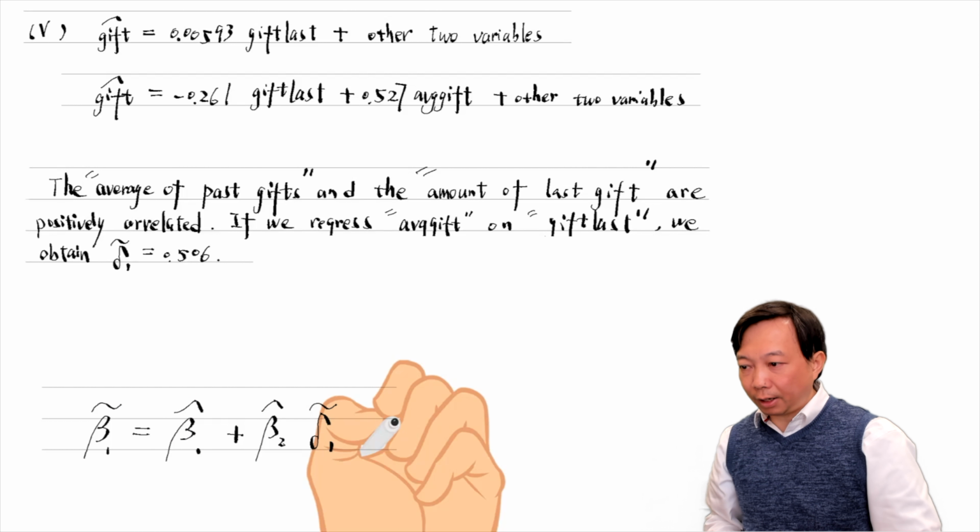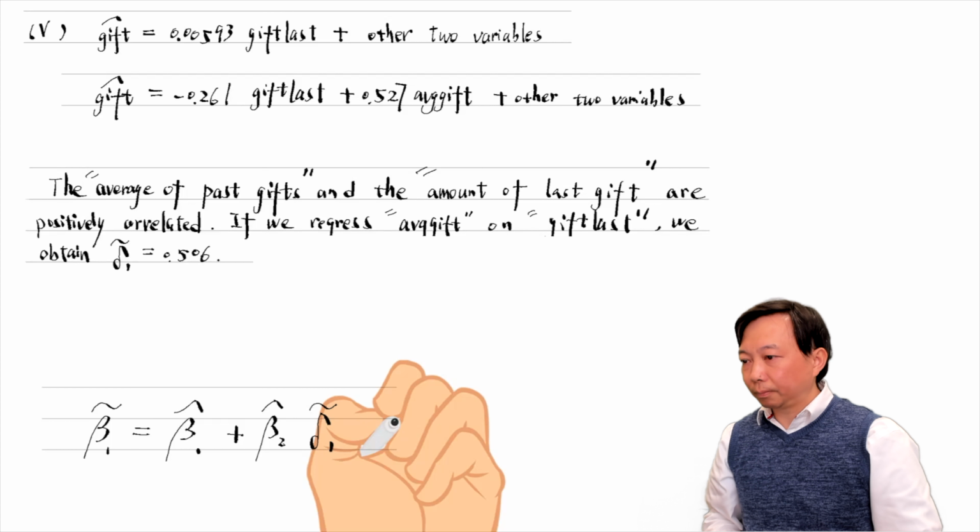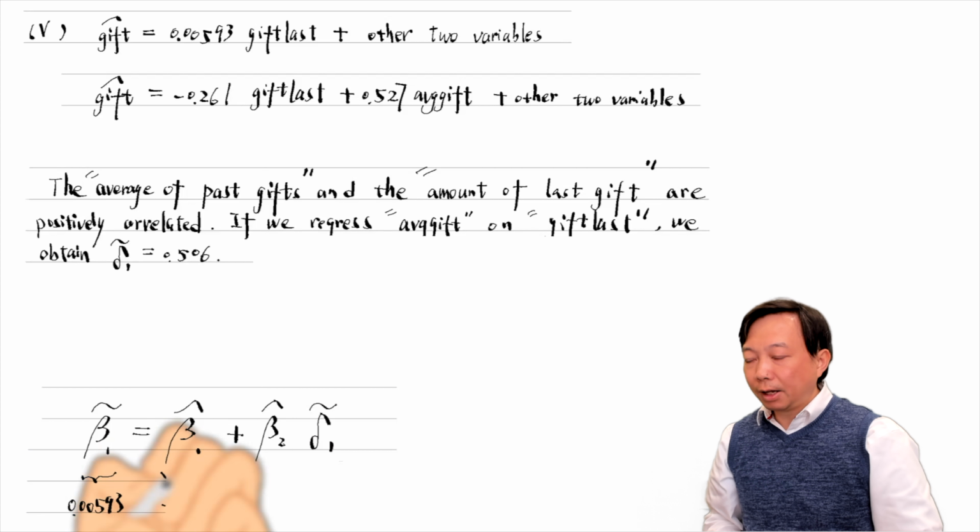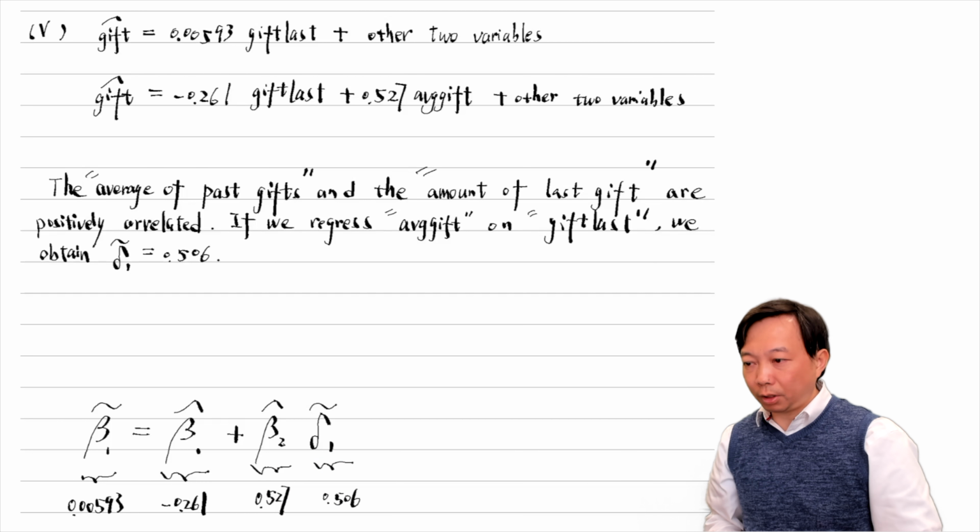We can verify the omitted variable bias equation. Delta 1 tilde is the slope estimate from the regression of the average gift on the last gift and the other two explanatory variables. It is clear why the coefficient is positive when the average gift is omitted.